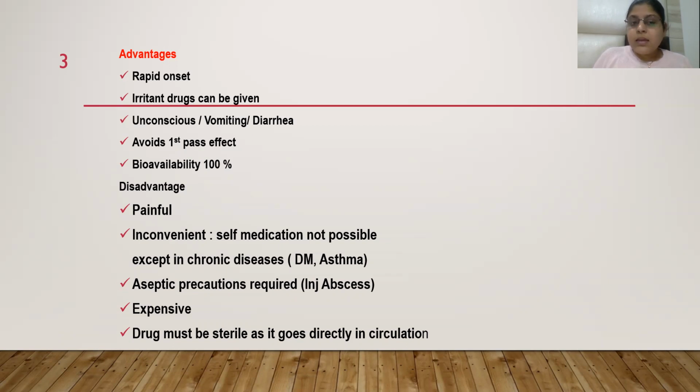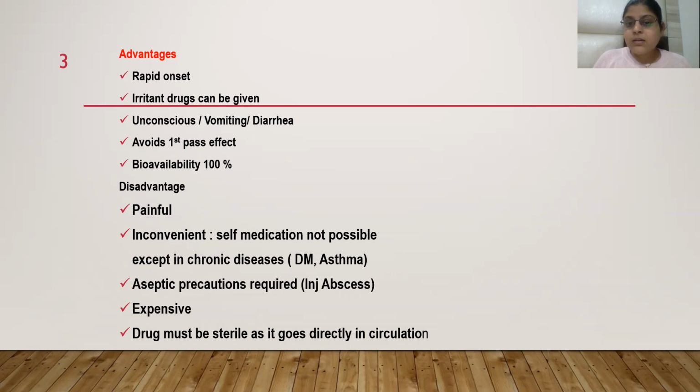Disadvantages: as this route involves an injection with a needle and syringe technique, it is painful and inconvenient. Self-medication is not possible. We require expertise for intravenous, intramuscular, and subcutaneous injections. Except in chronic diseases like diabetes mellitus, where the subcutaneous injection of insulin can be given in the abdomen even by the patient or by a relative.